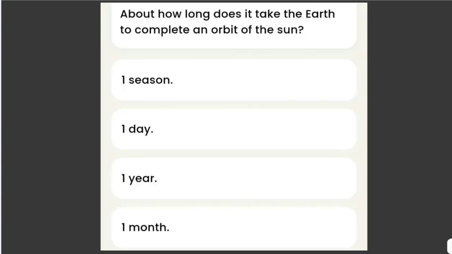About how long does it take the Earth to complete an orbit of the Sun? 1 season, 1 day, 1 year, or 1 month? The answer here is 1 year. It takes the Earth 1 year to complete one trip around the Sun.